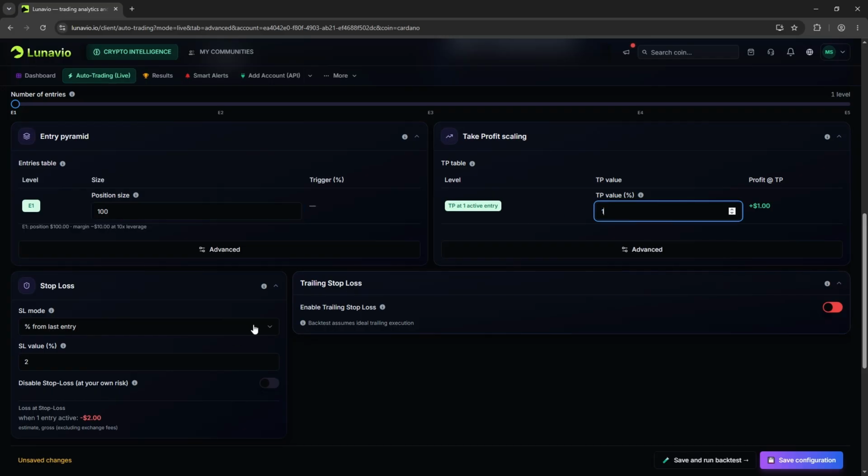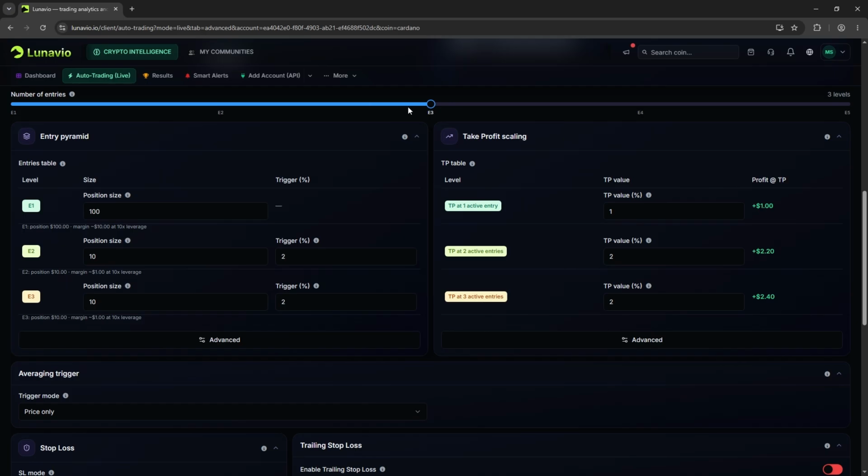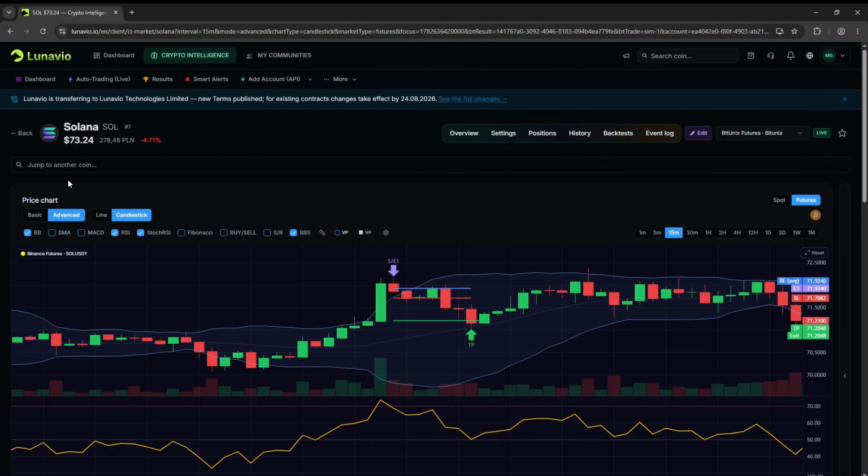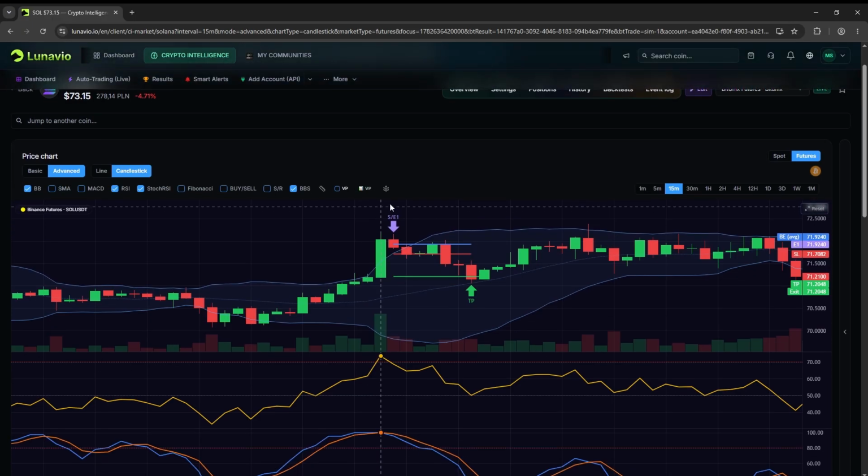You can even make it more advanced by setting up multiple entries for a single position. It all works on multiple coins at the same time, allowing you to set unique strategies for each coin or apply one strategy to all of them. The Lunavio platform analyzes the market all the time with a 1-second refresh rate, ensuring you never miss an opportunity.